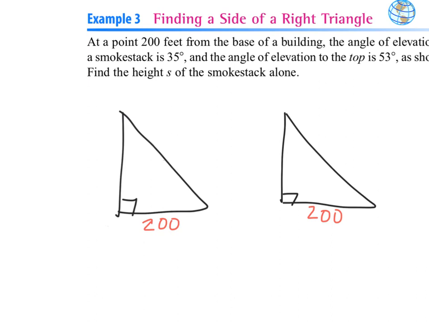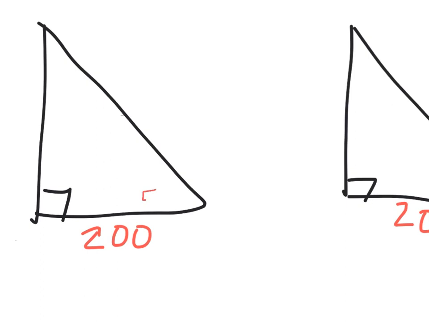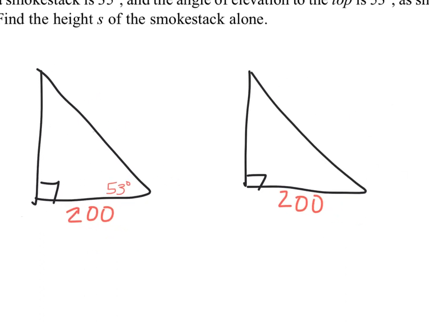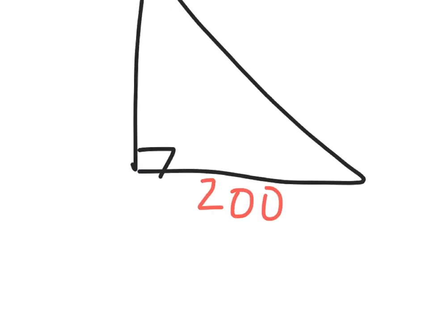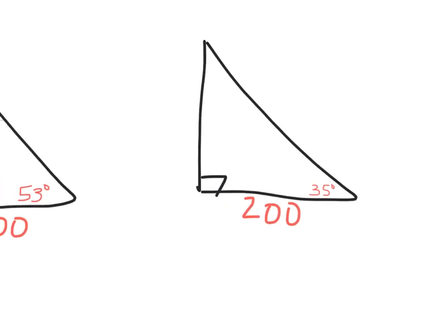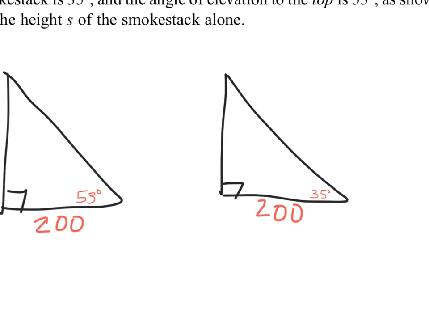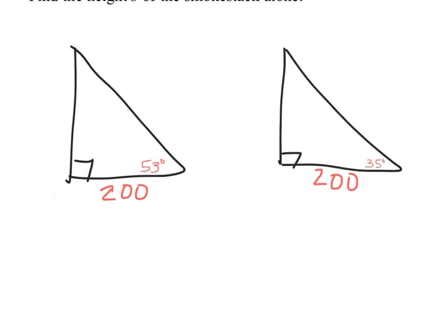So what's one of the angles that we're looking at? 53, okay. You could say this one's 53 degrees. That's to the top of the smokestack, right? And what's the other one? 35. In each case, guys, what are we trying to find? The height. In both cases.